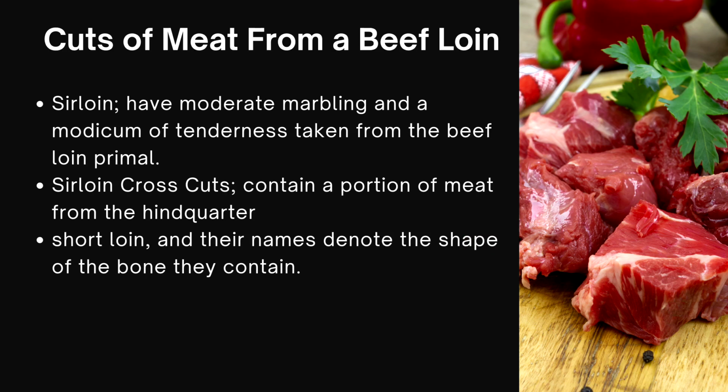Then we have sirloin. Sirloin steaks originate from the top butt or upper portion of the sirloin muscle. It has moderate marbling and modest tenderness, is very affordable, and is best in slow cooking techniques like braising and stewing. Then the last one is sirloin crosscuts. It contains a portion of meat from the hindquarter of a short loin. These parts vary widely in general quality, tenderness, and flavor.